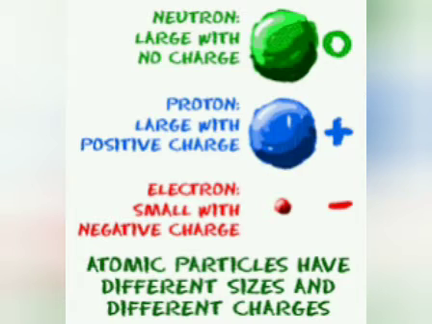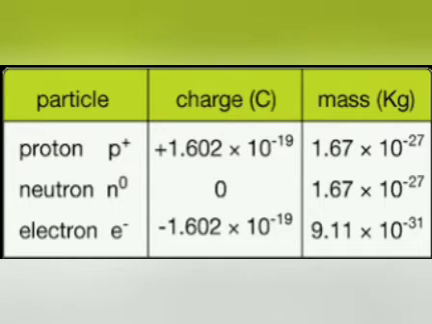These particles have their own characteristics. Proton has positive charge, neutron has no charge, electron has negative charge. The charge of proton is plus 1.602 into 10 to the power of minus 19 coulomb. The charge of electron is minus 1.602 into 10 to the power of minus 19 coulomb.